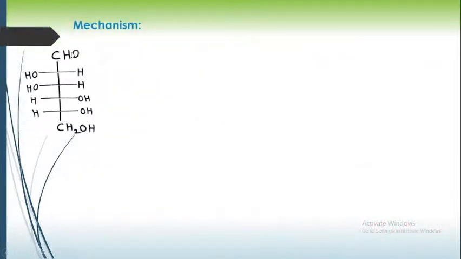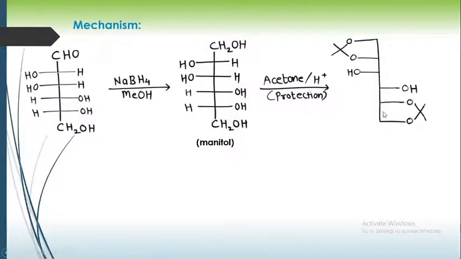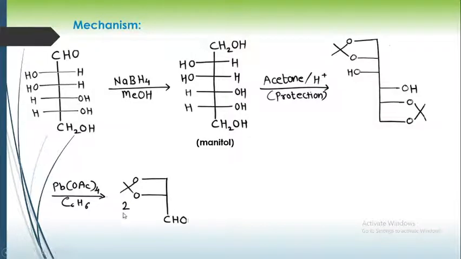So see the mechanism. Again, this is the D-mannose. It is reacted with NaBH4. There is a formation of mannitol. Then these two diols are protected with the help of acetone. We get this structure. After the oxidation using lead tetraacetate, we get two molecules of this aldehyde.